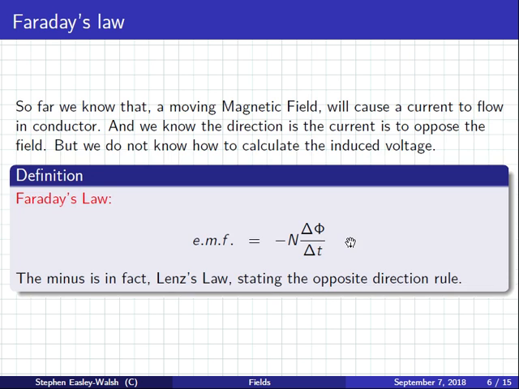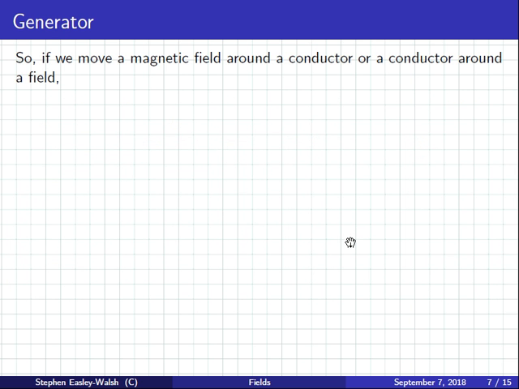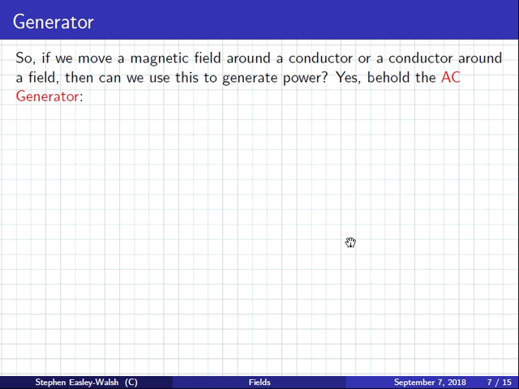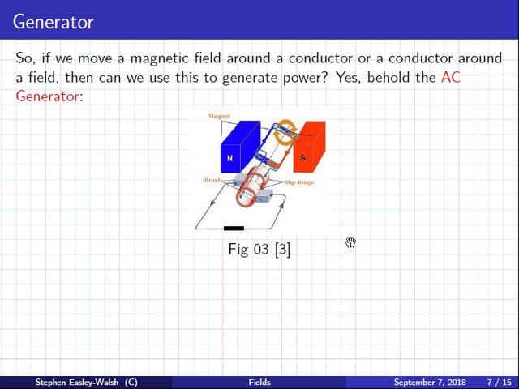If we move a magnetic field around a conductor, or a conductor around a field, can we use this to generate power? Yes, we can. This is how we do it in a power plant. This is called the AC generator. It's the most common generator in the world. I don't know if you can really see the picture, so I'll just explain the parts. Here you have a north magnet, and here you have the south end.